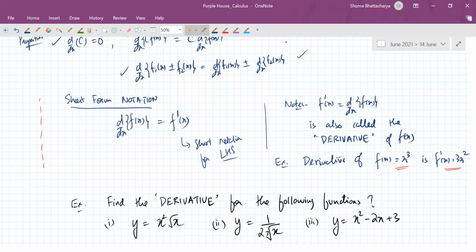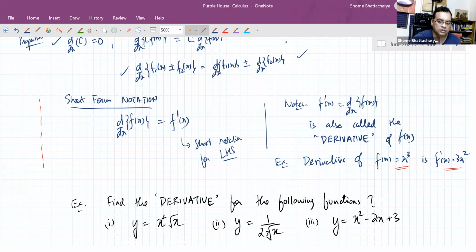Sir, can you please solve? Yeah. So have you got the answers, people? Just check your answers. Yes, very good. Rishita, the first one is correct. 5 by 2 x to the power 3 by 2, or 5 by 2 x root x.